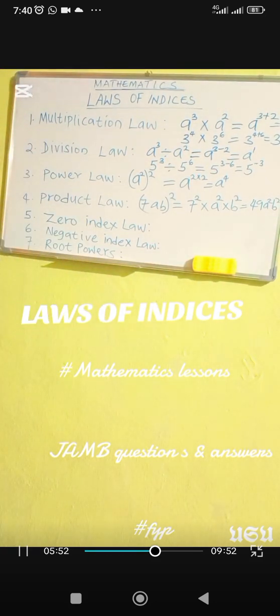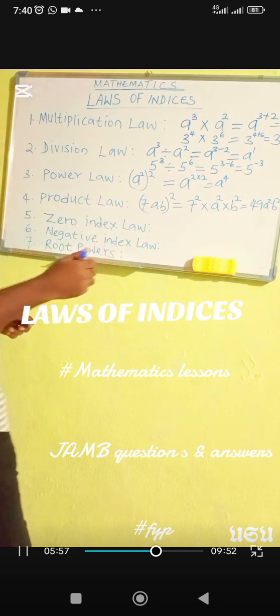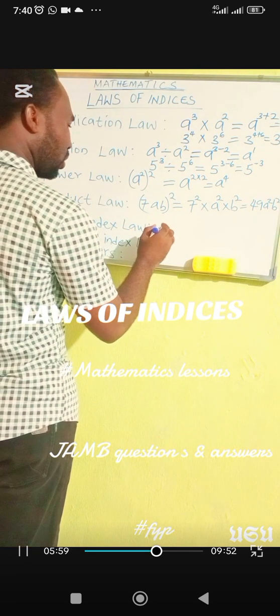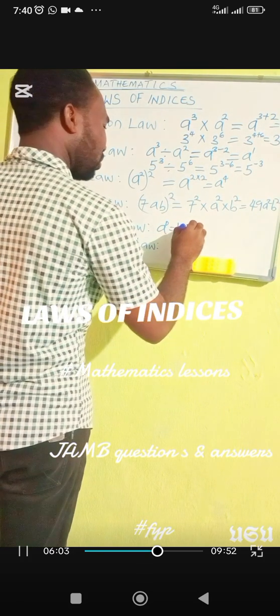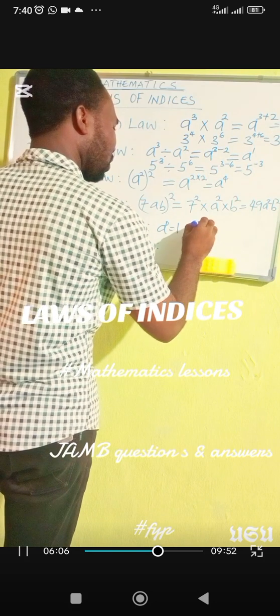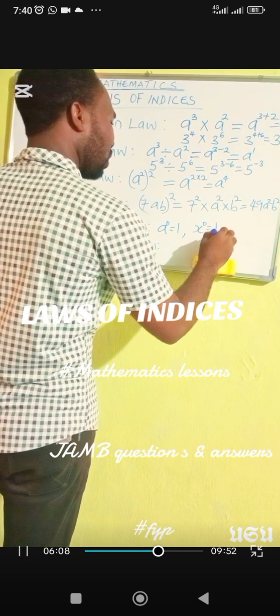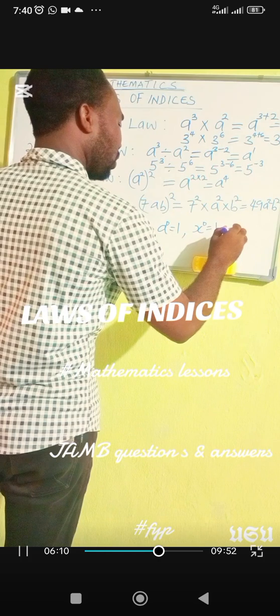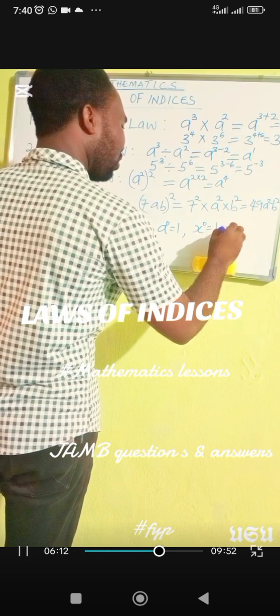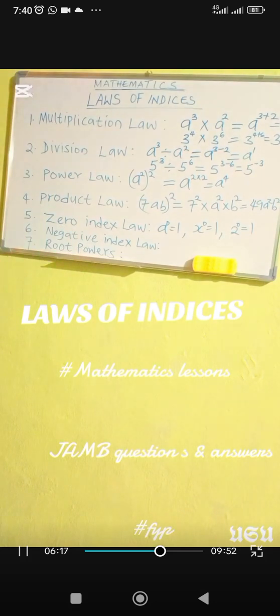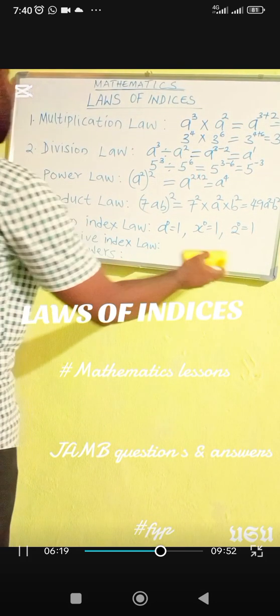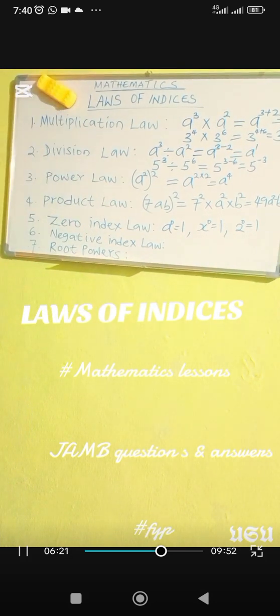Okay, the next thing to look at is the zero index law. The zero index law is saying that any number or letter raised to power 0 is 1. For example, a raised to power 0 is 1. The same thing as x raised to power 0 is 1. If you use a number, 2 raised to power 0 is 1. That is what this law is saying. So in indices, any number that is raised to power 0 is 1.